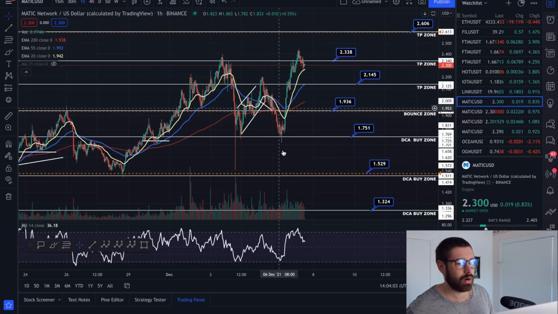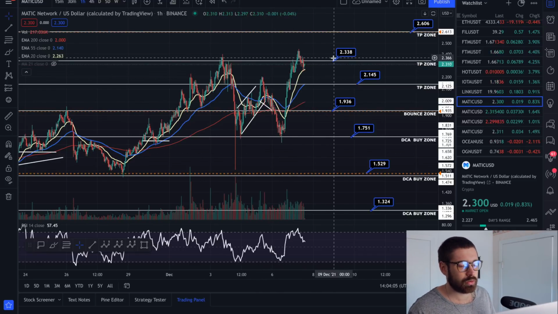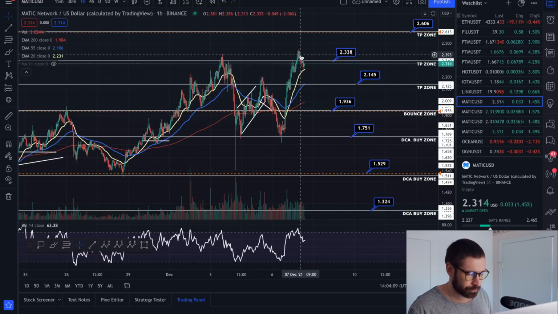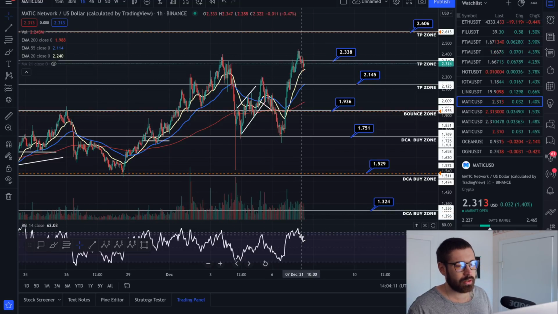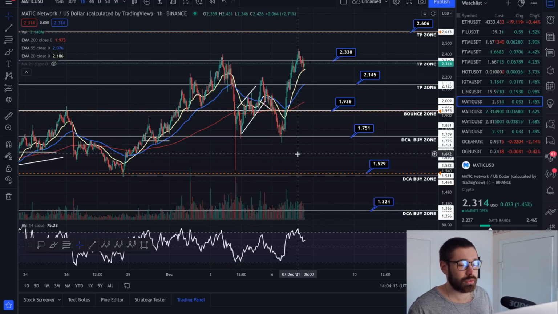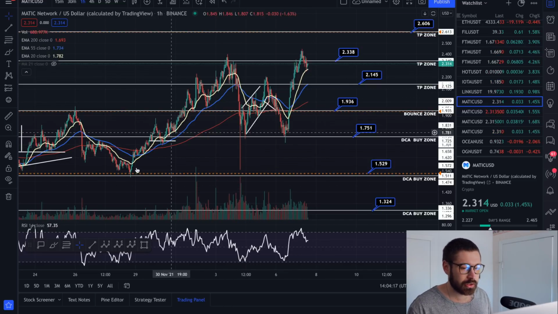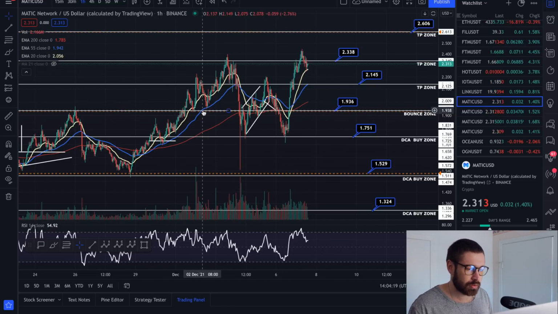All right, guys. So we came all the way up to our take profit zone at 233. You can see here on the 1 hour, it went right up into overbought, and we started to come down a little bit. And normally that's when you're going to see your move downs. But it doesn't mean you're going to move all the way back down. As you can see here, a nice little pump, came back to a level of support, bounce.